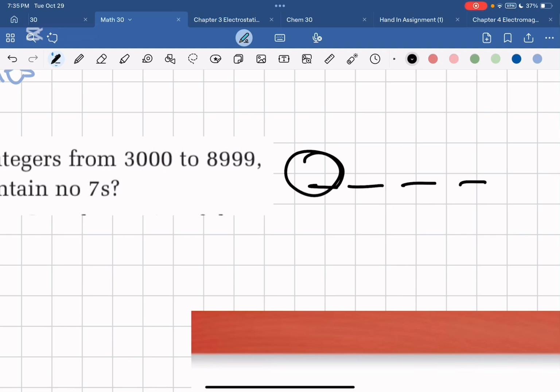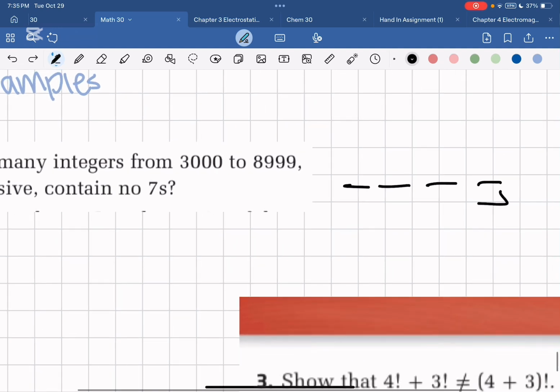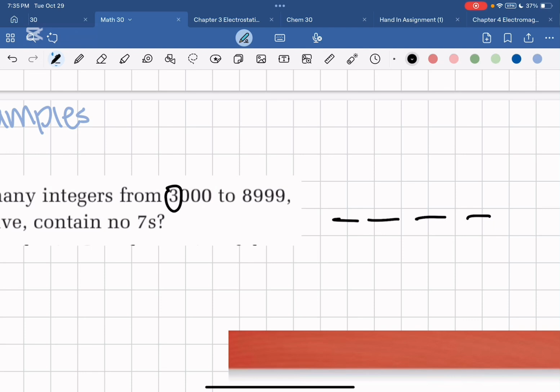For our spot right here, we know that in none of these spots can the number include 7. So let's start with this first spot right here. We've got 3,000 to 8,999. The difference between 3 and 8 is 5. But because we can't include the 7,000 area, that possible amount of numbers becomes 4. So for the first spot, we would have 4.